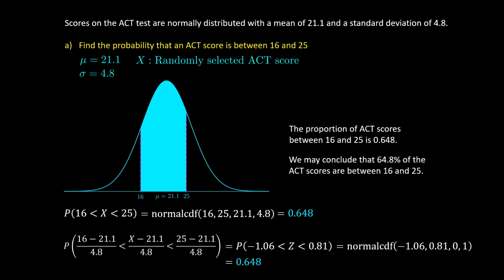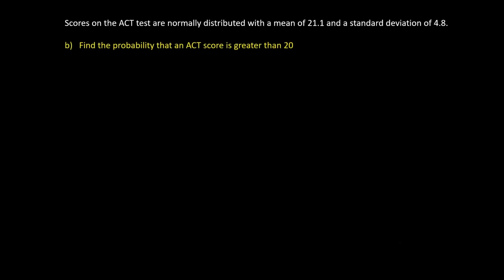For example, another way that they may ask you this question is by saying something like, what percentage of ACT scores are between 16 and 25? Alright, let's look at part B. Here they want us to find the probability that an ACT score is greater than 20. Greater than 20, that's the keyword there.